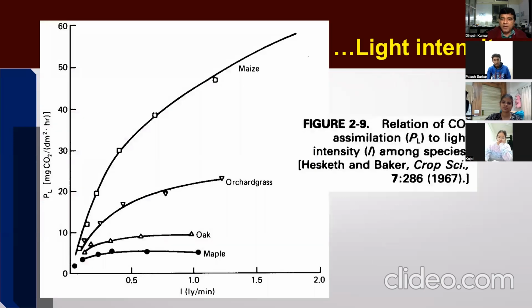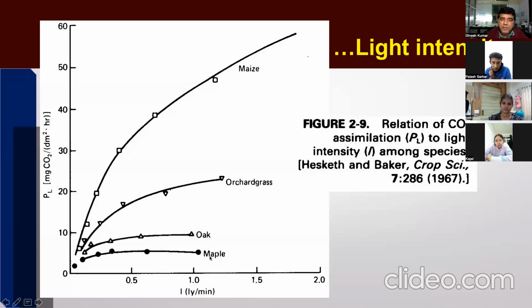Now you can see this picture. It tells us the photosynthesis rate as affected by the light intensity. Photosynthesis on the y-axis, this is also known as carbon assimilation or photosynthesis rate. It is measured in the unit milligram carbon dioxide fixation per decimeter square hour. This is the unit of photosynthesis, carbon fixation. And on the x-axis, you have light intensity written as Ly per minute.